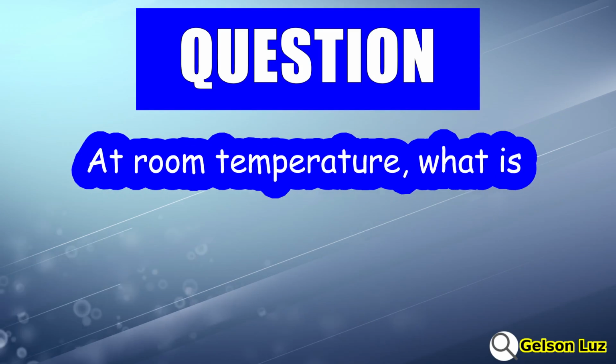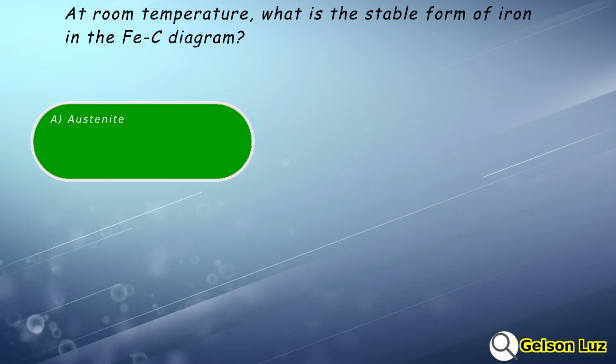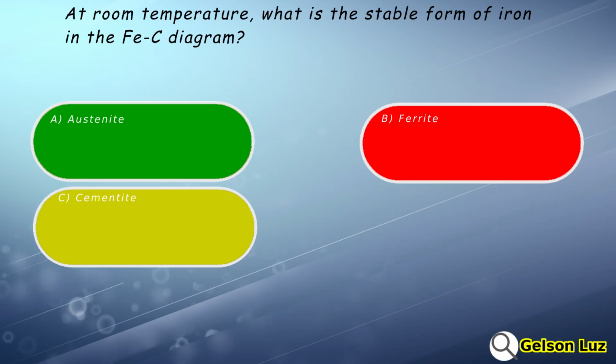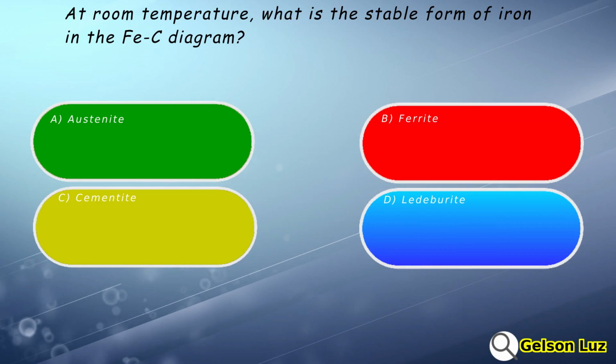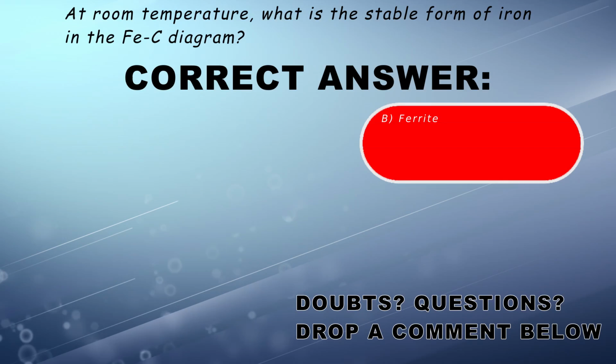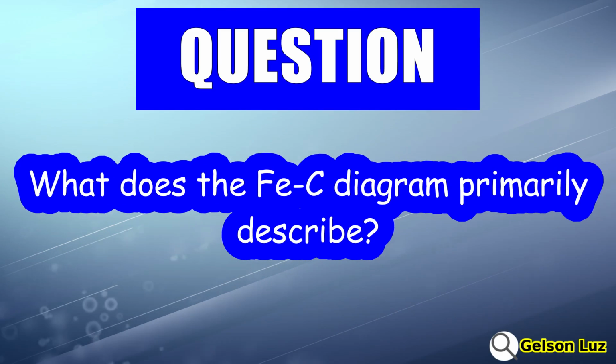Iron-carbon diagram at room temperature. 1. What is the stable form of iron in the Fe-C diagram? A. Austenite. B. Ferrite. C. Cementite. D. Lead-borate. E. Martensite. The correct answer is B. Ferrite.